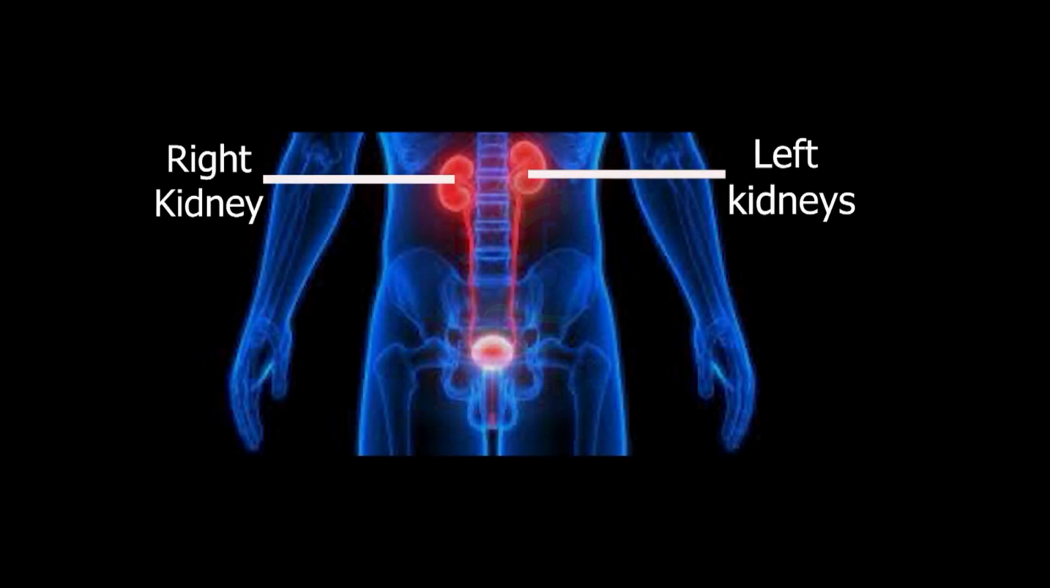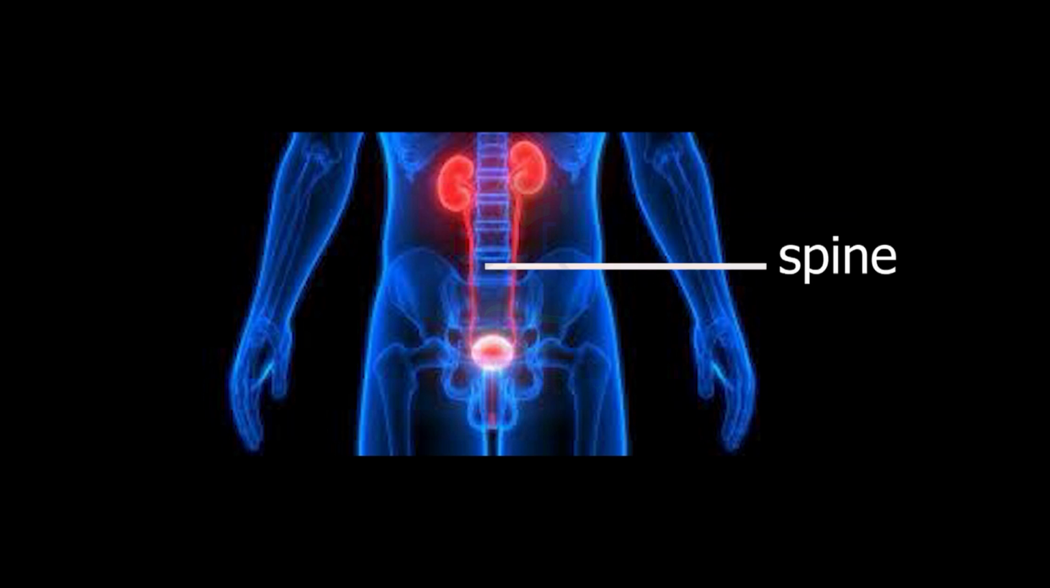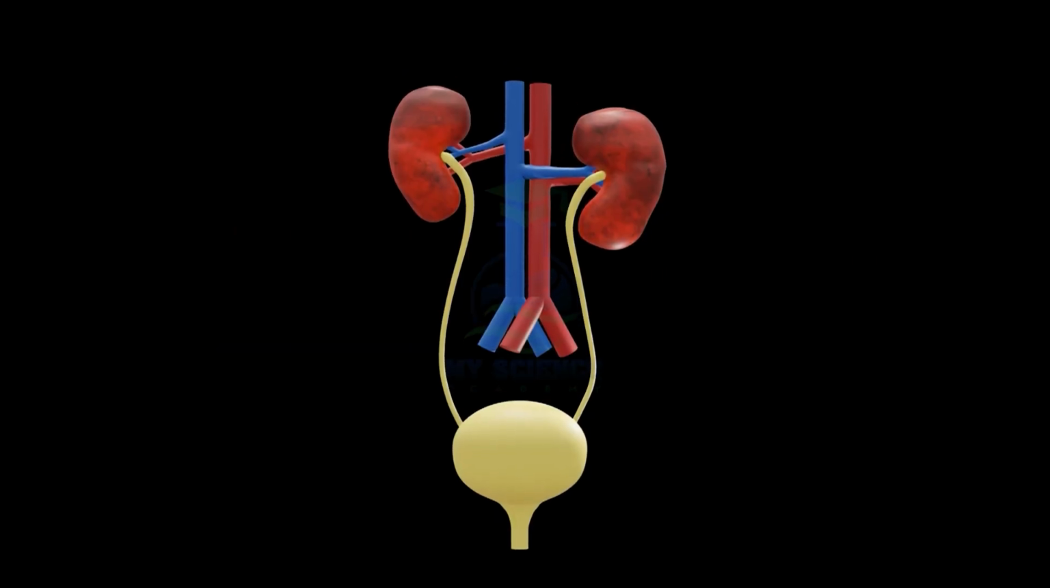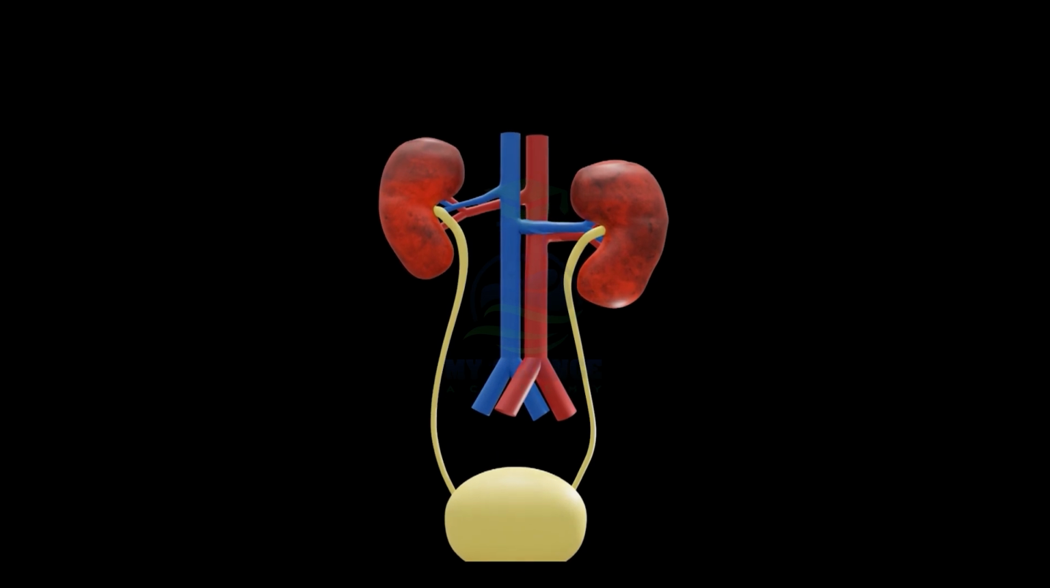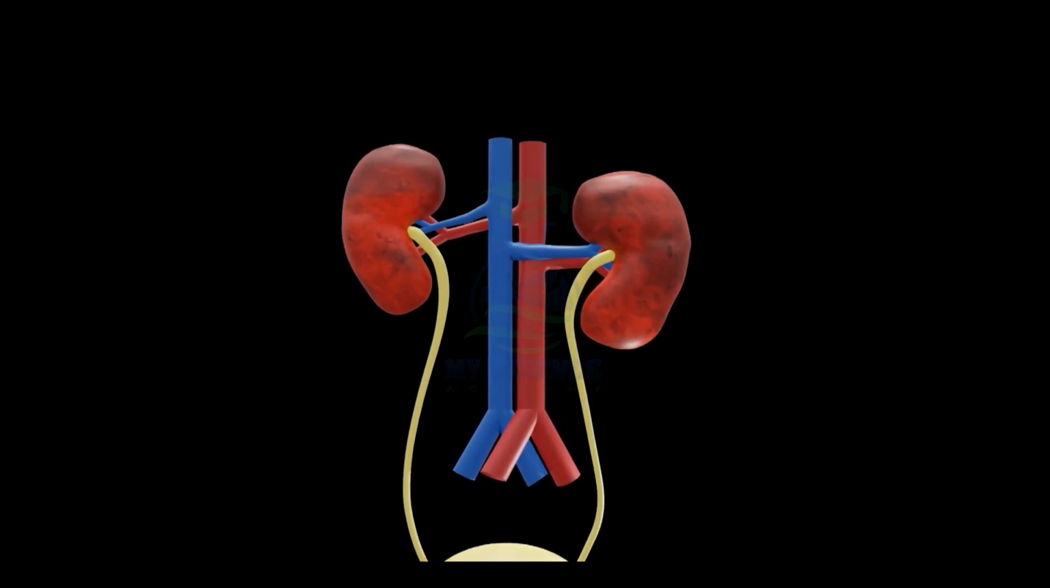Kidneys are bean-shaped organs. The right kidney is slightly lower than the left kidney, and they are located on either side of the spine near the lower back. Kidneys are crucial for the filtration of blood and production of urine.